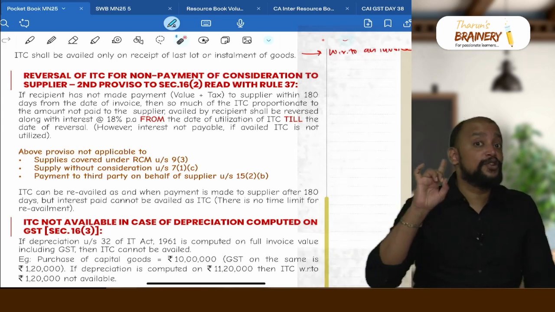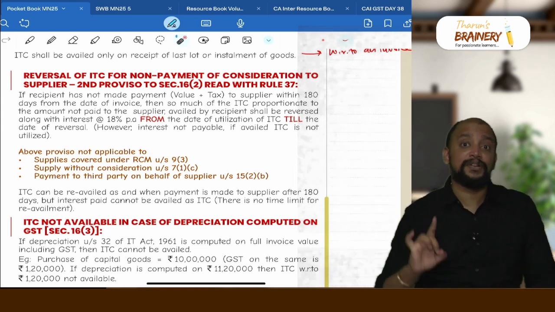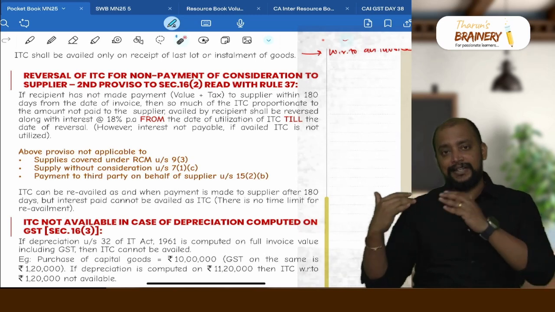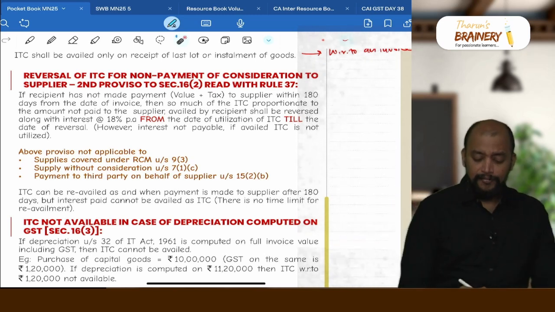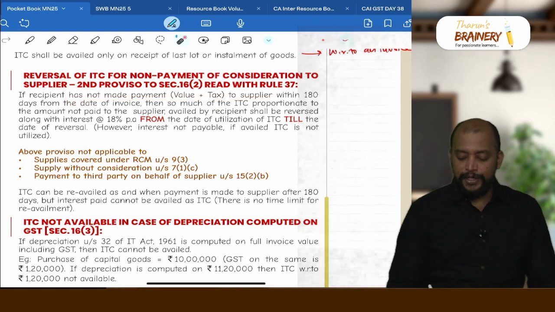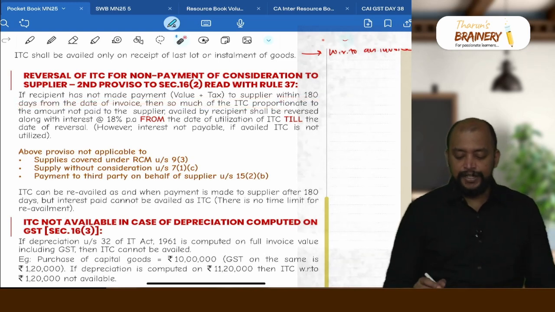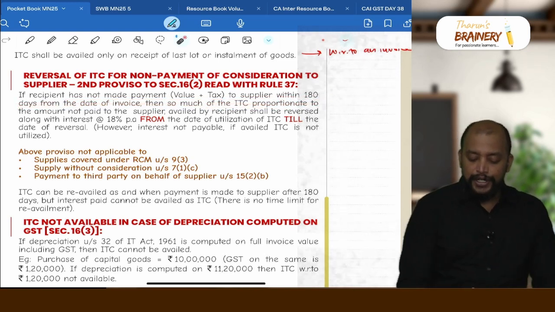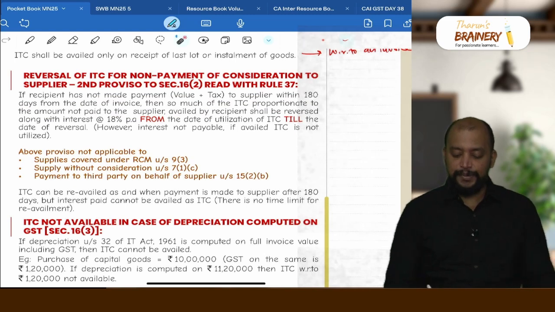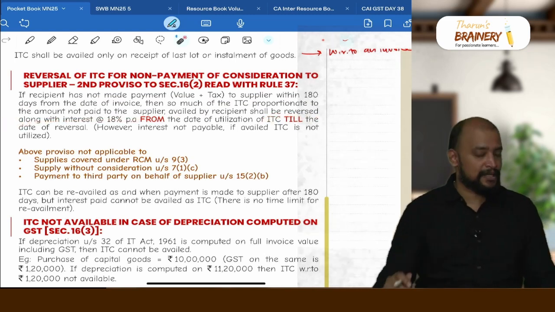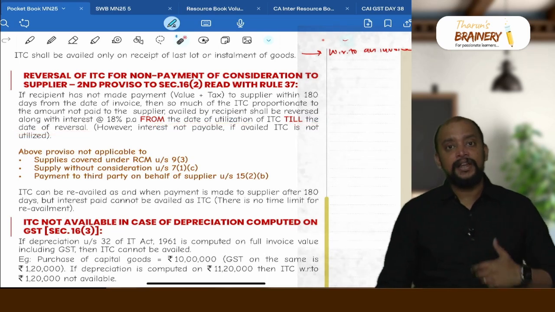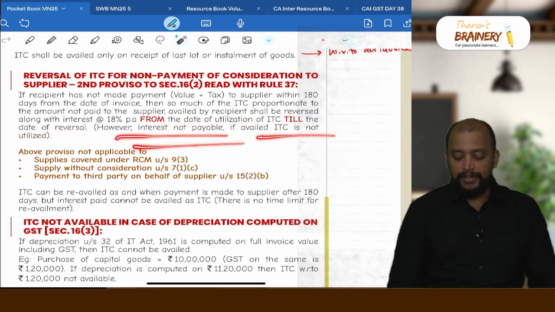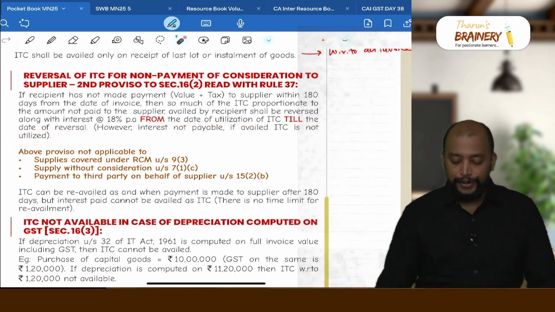But here from the date of utilization, not from the date of availment. From the date of utilization means the month in which the balance in ITC falls below wrongly availed ITC. If recipient has not made payment to supplier within 180 days from the date of invoice, then so much of the ITC proportionate to the amount not paid to supplier availed by the recipient shall be reversed along with interest at 18% per annum from the date of utilization of ITC till the date of reversal. However, interest is not payable if the availed ITC is not at all utilized.